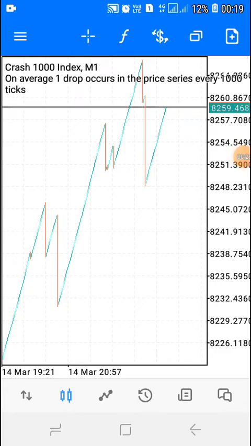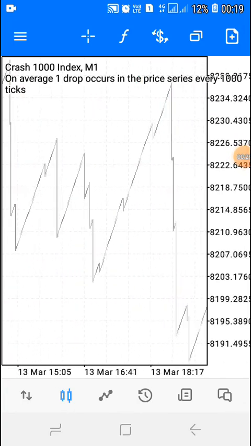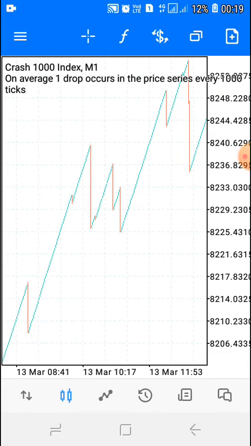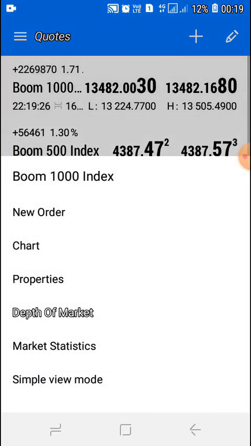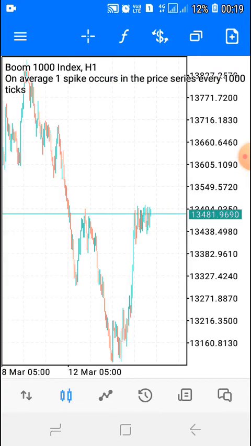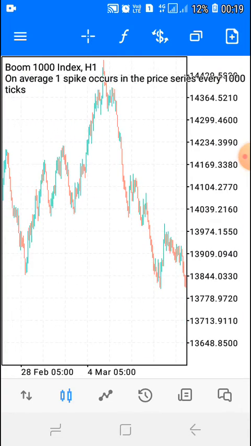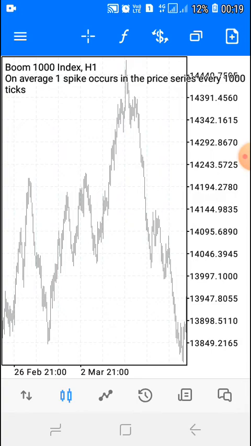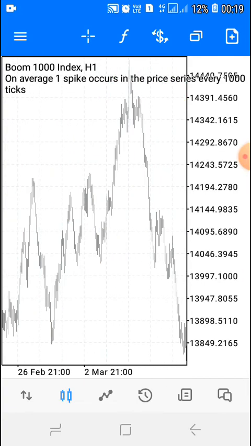Okay, so let's get started. Right, so the first thing we're gonna do is start at Boom 1000. When we're on Boom 1000, what we're going to do is look in which direction the market is trending. Okay, so we can see that the market has been trending in a downtrend for a long period of time now, right?